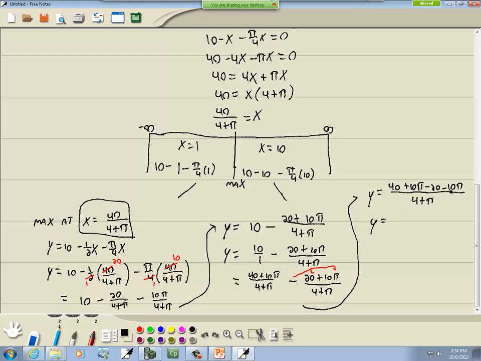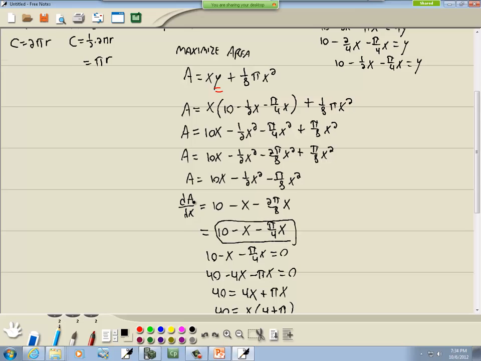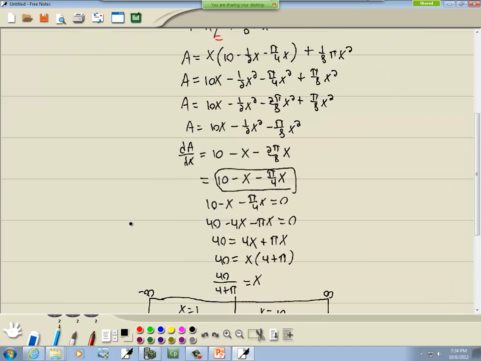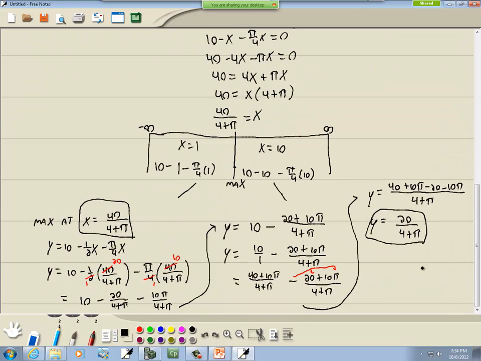Okay, so 10 pi minus 10 pi drops away. 40 minus 20 is 20. So we've got 20 over 4 plus pi. And those will be our values for that. Now I could find the circumference in this if I wanted to. We said circumference is pi r, and r is x over 2. But since I'm about out of room, I won't do that.